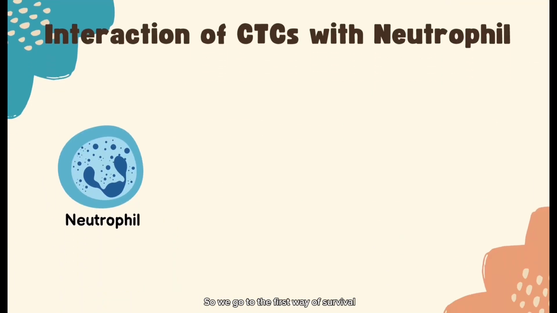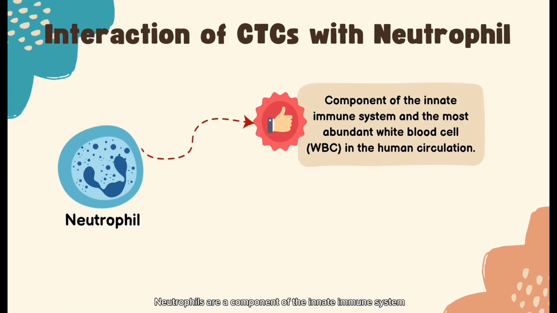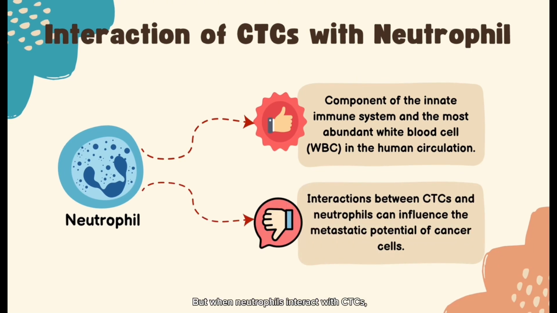So we go to the first way of survival, which is the interaction between CTCs and neutrophils. Neutrophils are a component of the innate immune system and the most abundant white blood cell, WBC, in the human circulation. But when neutrophils interact with CTCs, it can influence the metastatic potential of cancer cells and contribute to the formation of a microenvironment that supports cancer cell survival and spread. So how do neutrophils help CTCs?